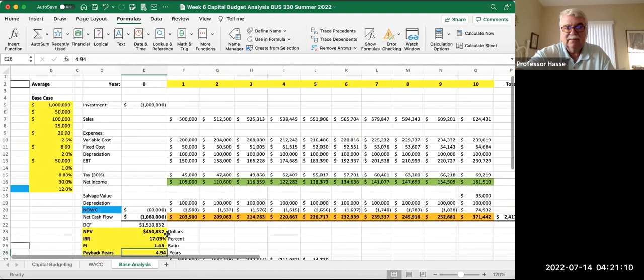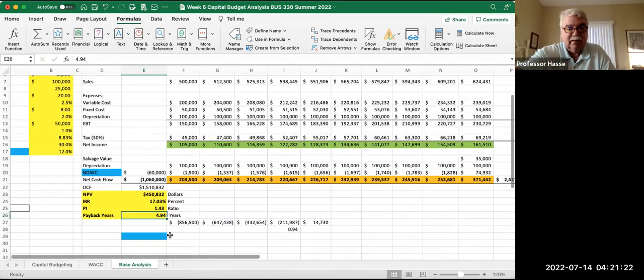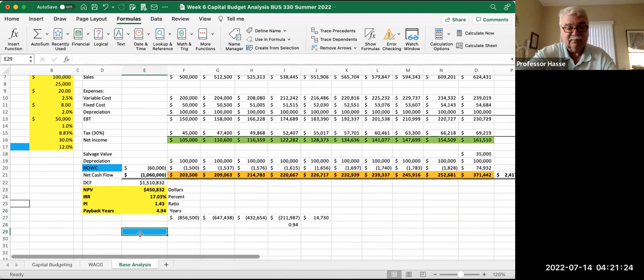So I'm going to save this and turn it back to Blackboard so you have this template on how to do this analysis. What does it tell us? It tells us that yes, or go. This is a good project. We're going to make money.